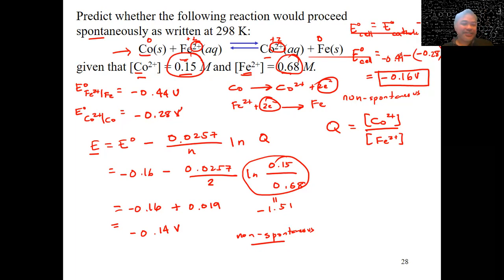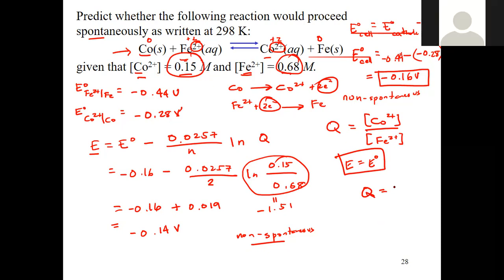Now, you may ask yourself, kailan po magiging equal yung dalawa? When will this be happening? When your value of Q is equals to what? Sir, kapag 1 po, yung ln1 is equal to 0. So kapag equal po yung concentration ng reactant sa ng product.